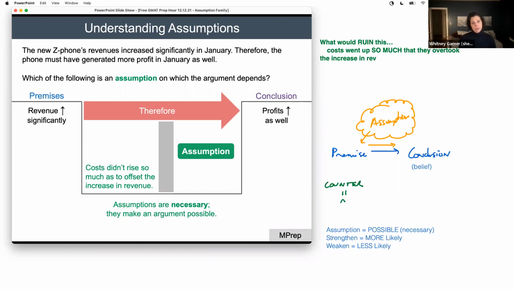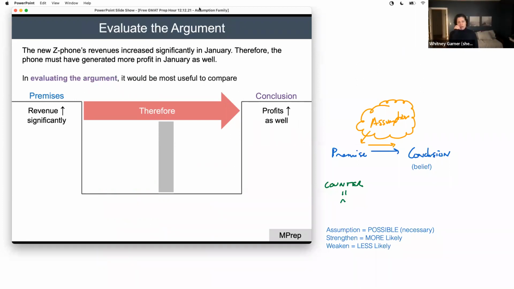That's my assumption. So in the world of the GMAT, traditionally, assumptions are what we call necessary, in that we just have to make sure that certain pieces are in place for our conclusion to even be possible. So assumptions are the things that make our arguments possible. We'll see more examples. So the last of this family is what we call evaluate.